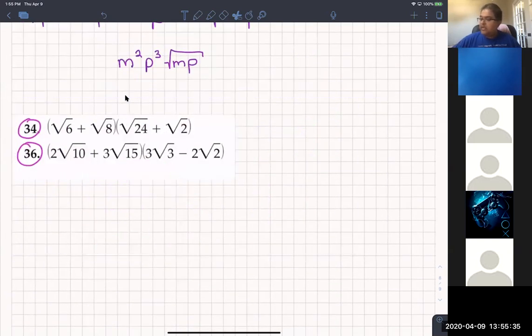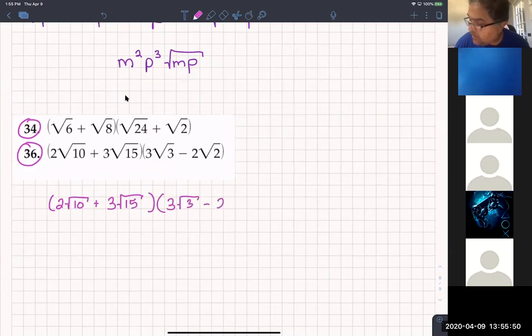All right, so let's do the next one. It is the FOIL method. And what is the FOIL method? The little faces, like you made a shape where it makes a face. Okay, so the first, when I multiply the first terms, what do I get? You get 6 square root 30.